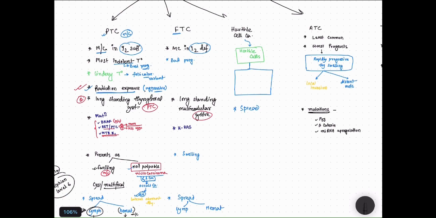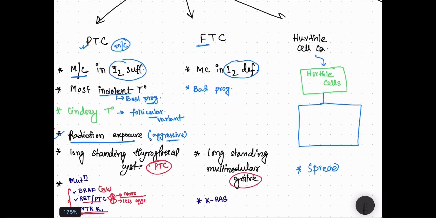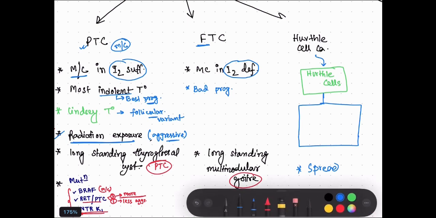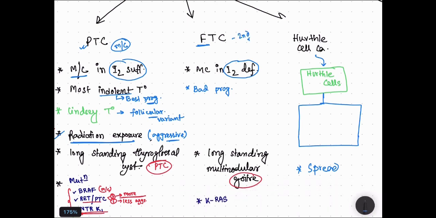Now coming to follicular thyroid carcinoma. Follicular thyroid carcinoma is the second most common thyroid malignancy, and it occurs mostly in iodine deficient areas. Now this has a worse prognosis. Papillary thyroid carcinoma has the best prognosis, then you have the follicular variant of papillary carcinoma, and then follicular thyroid carcinoma. We will be arranging the thyroid carcinomas according to their prognosis later.